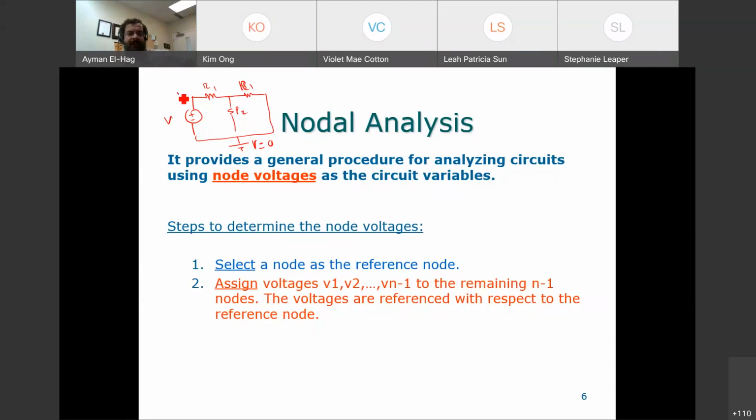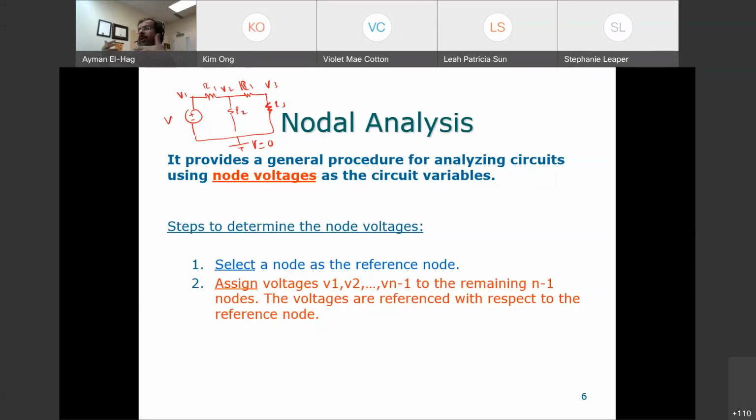I will call this V1, V2, etc. This is the same node, so I don't need to assign. If there is a resistance here, R5 or R4, then this is another node. So if we have n nodes, we will assign up to n minus 1. Why n minus 1? Because we already assigned a node as the reference.